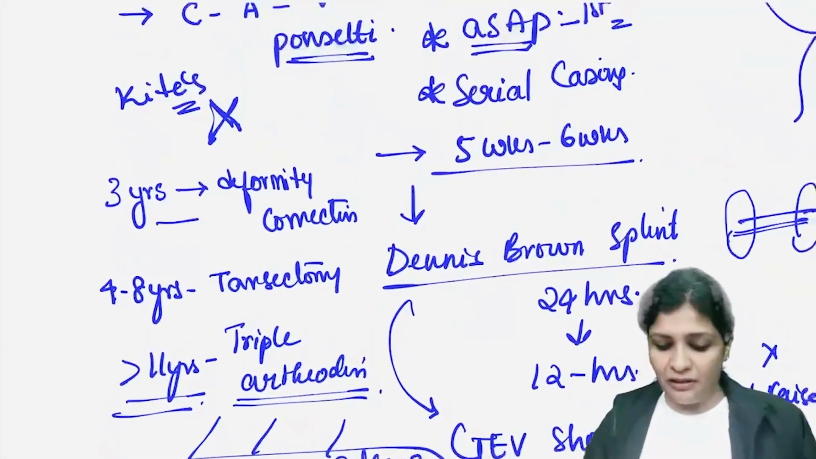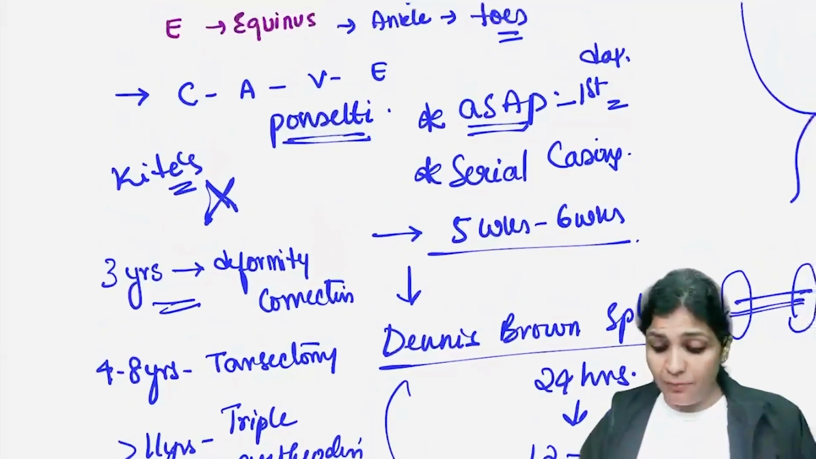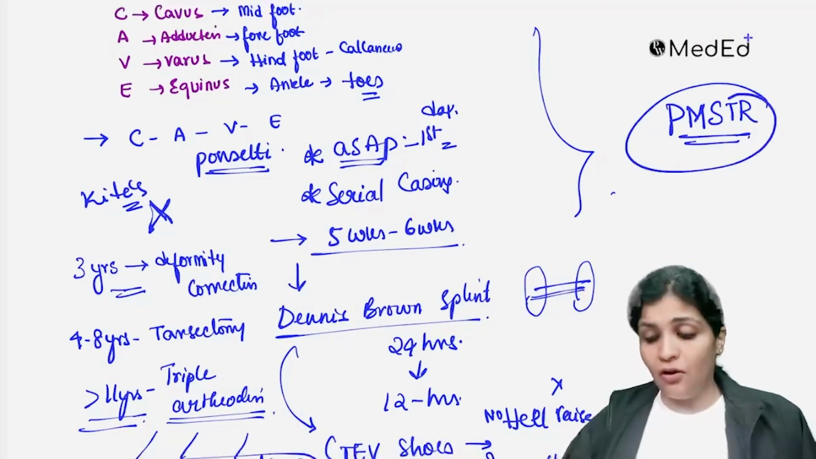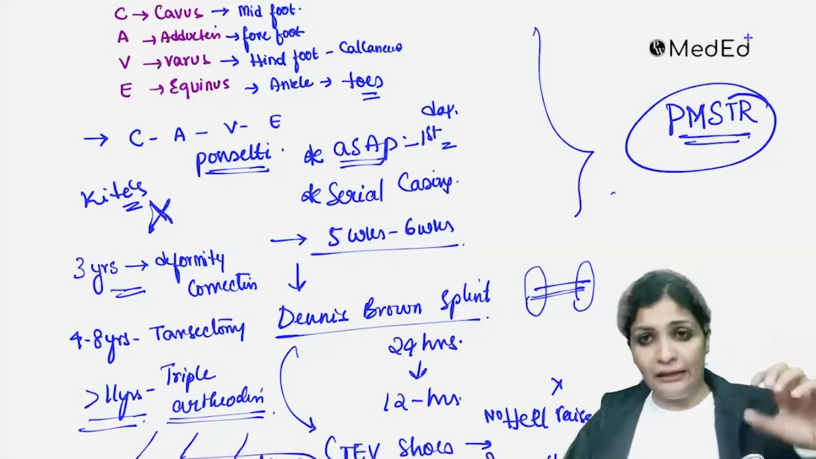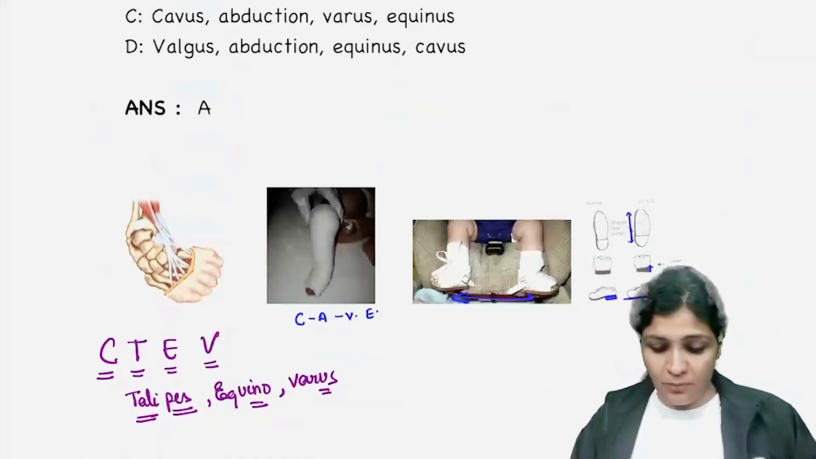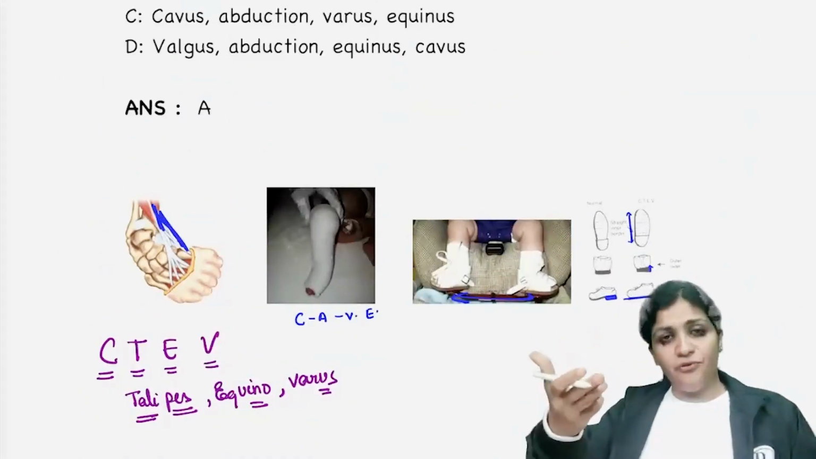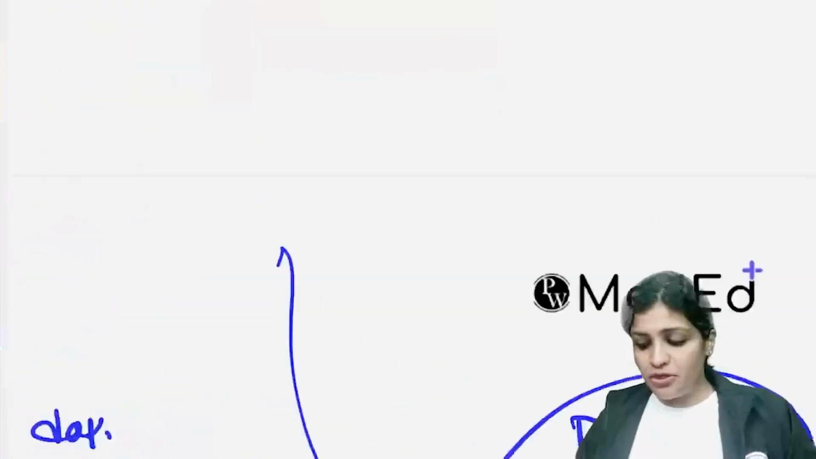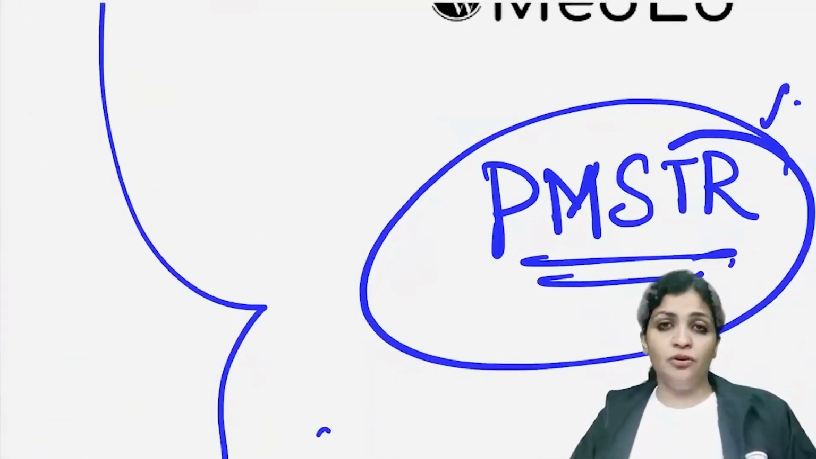When he is 3 years, you do deformity correction, and before that you have to remember that this correction is by posterior medial soft tissue release. In this deformity, the posterior structures and the medial structures all go into contracture and hold the foot in that position. Now you cut all these structures. So this is called posterior medial soft tissue release.